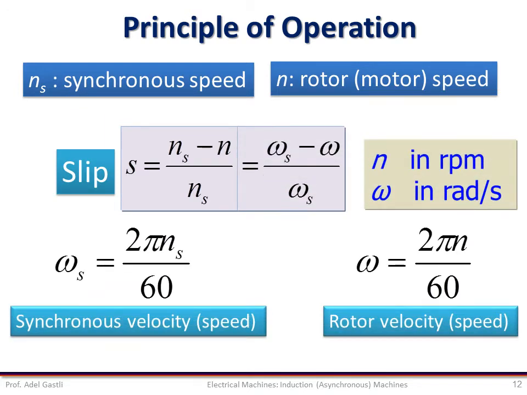It can be expressed also as a function of the RPM speeds or the radian per second velocities as presented here. So here ns is the synchronous speed, n is the rotor or motor speed, while omega s is the synchronous velocity and omega is the rotor or motor velocity. Note that the velocity and the speed have a relationship between them as shown in these equations.